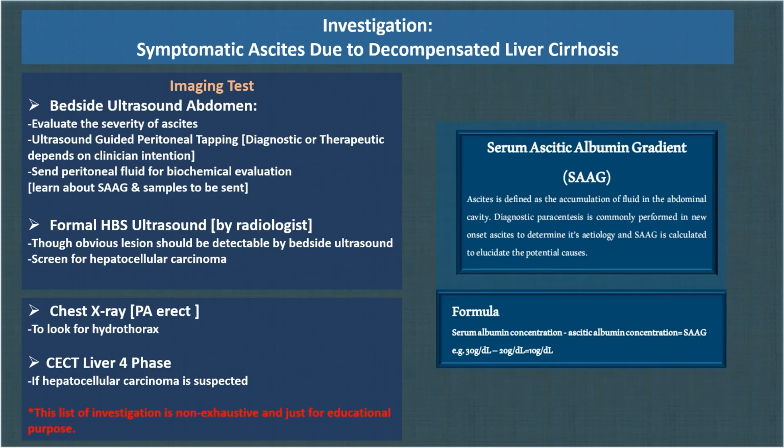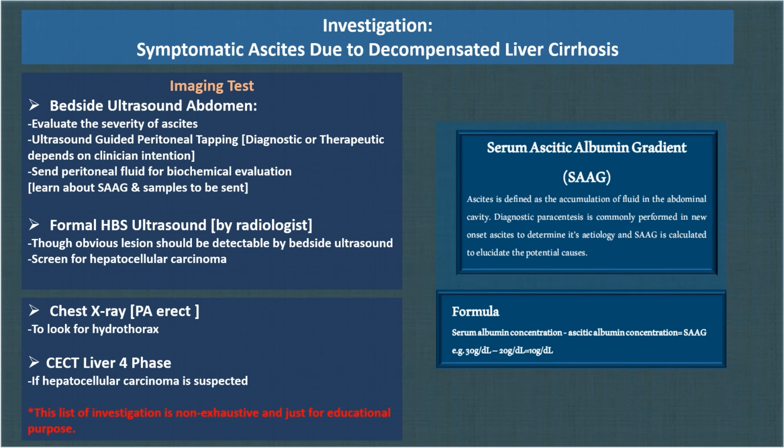Other tests that we may consider will be the imaging tests. Here are the different tests that we may consider. But bear in mind that we will not order all these tests in patients with symptomatic ascites, because ultimately it depends on clinical judgment. For example, CT liver phase, we don't do for every patient, because we will always start off with a less invasive or less costly test first.